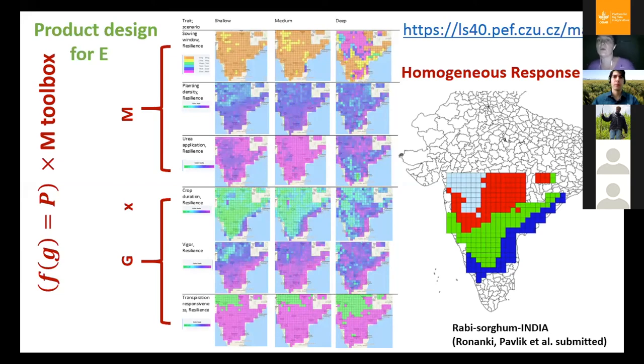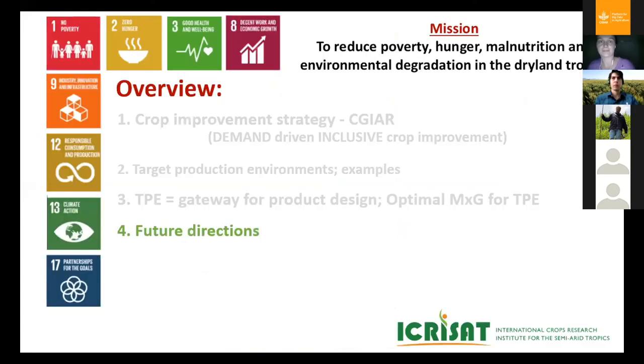We can even say that this is beyond the TPE. It's actually homogeneous response units. The analysis was such that we could presume that in one of these colorful units, the response of the crop to management or genotype intervention is supposed to be more homogeneous than in other regions. So that's where we are transitioning, from TPE to homogeneous response units. But whatever we call it, the main thing is that we define what we mean.